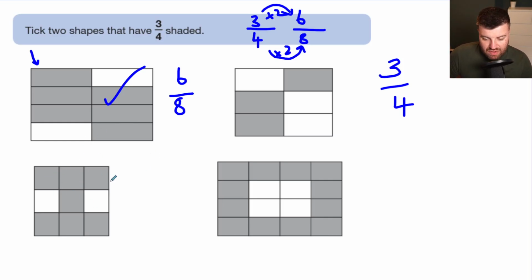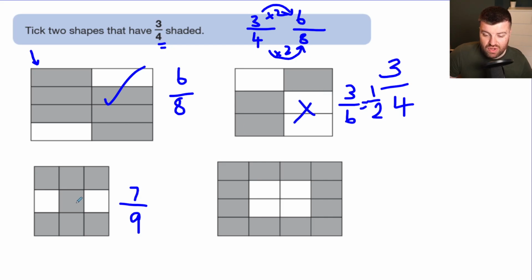Down here, let's look. We've got 9 in total. Straight away, I know that this is not going to work because I cannot get to 9 using 4s. I need 3/4. If I'm counting up in 4s, 8, 12, I skip past 9. This is wrong. Okay, so we got 7/9 there. That is not the same as 3/4. Over here, we do have 3 shaded, but it's out of 6. So that's obviously wrong. That is equivalent to 1/2 and not equivalent to 3/4. So that's wrong. This is wrong.